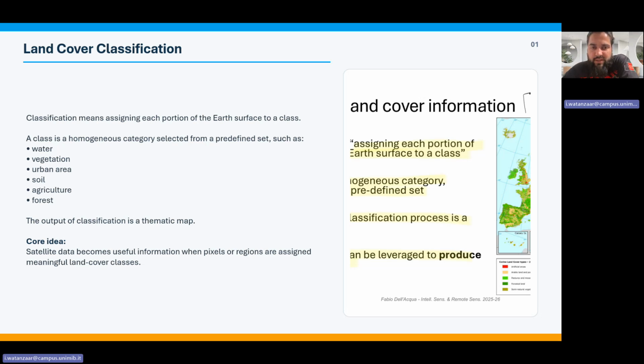The output of classification is a thematic map. That is the key objective of this whole lecture. Also, as I said at the start of this lecture, we are going to make a final output to present our whole pixel or observed data on a map, and it should be accurately and precisely represented. The core idea: satellite data becomes useful when pixels or regions are assigned meaningful land cover classes. That is the main objective. Otherwise, the remote sensing data will not make sense. If the pixels or regions which we have observed or sensed are not placed correctly on the land surface, the effort we have done so far will not make sense.